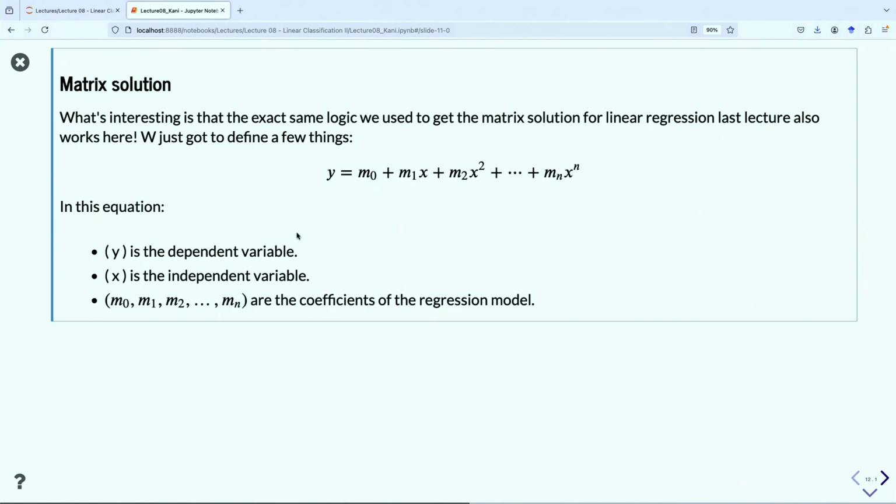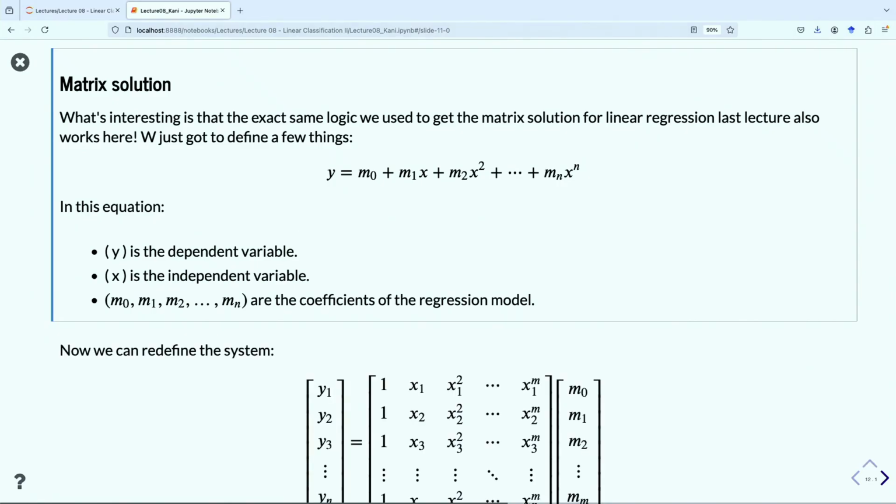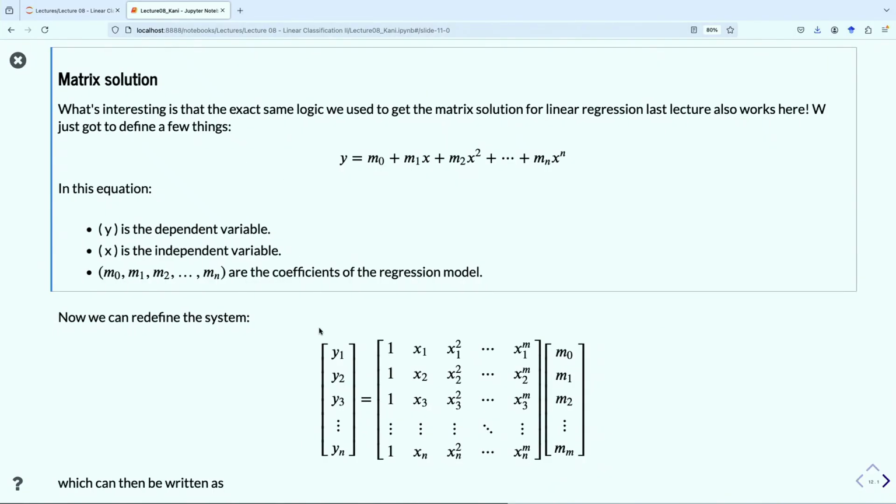So, those are the coefficients of the regression model. And so, we could redefine the system as a model for each data point. Namely, data point 1, y1 is equal to 1, x, x squared, all the way to x to the n, times m0, m1, m2, through mn. Oh, I screwed something up. I think that minus m should be mn. Yes, yeah.